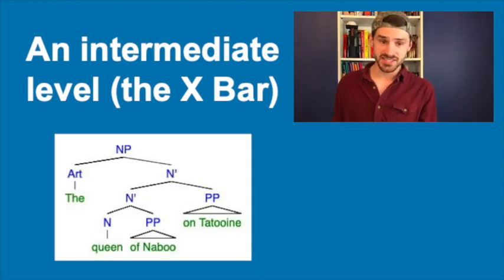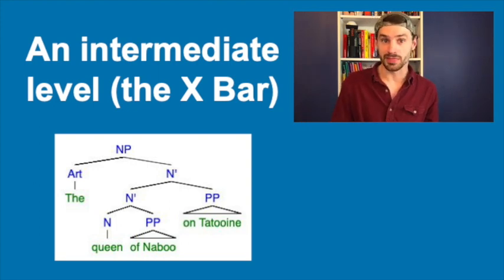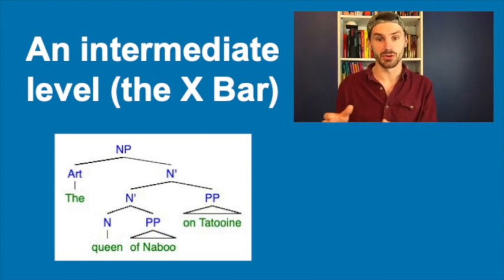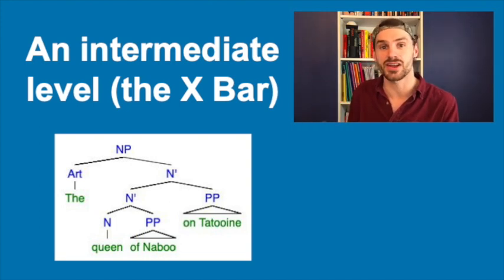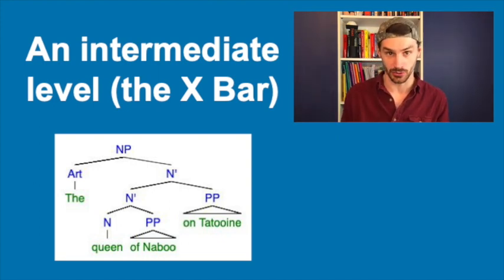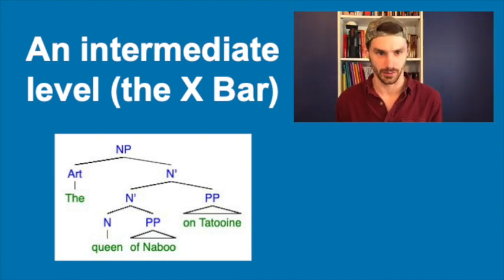Now here is basically the same tree, but I've just added the article the. And the word the covers over the entire noun phrase, Queen of Naboo on Tatooine, rather than just over queen. And you can see that in order to do this, I had to add another N-bar node to the tree. That's because X-bar trees don't allow you to have more than 2 daughter nodes coming out of the same single mother node. That's how the hierarchy works.